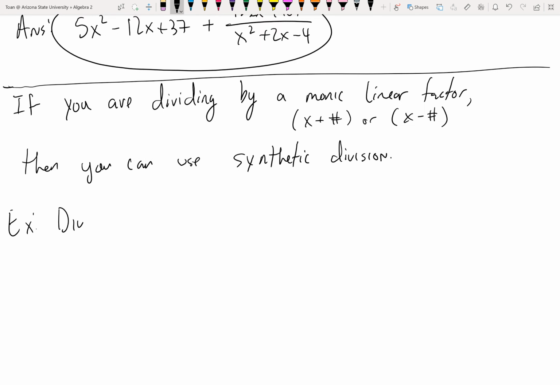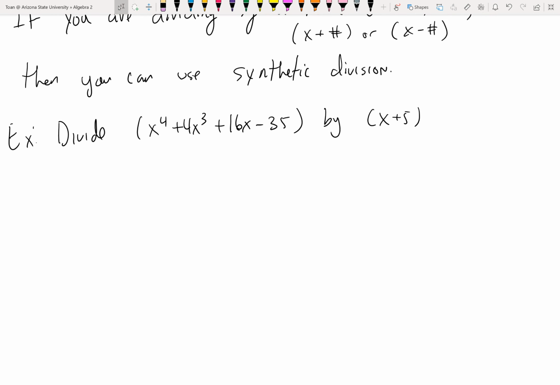Let's do an example here. Suppose I ask you to divide x to the 4 plus 4x cubed plus 16x minus 35 by x plus 5. So let's set up the L bracket instead. And the reason why I can do the L bracket is because I'm asking to divide by a simple x plus or minus a simple number. If this wasn't a simple x, if this was an x squared or a 2x, we would not be able to do this. But since it's a simple x, we can go ahead and do synthetic division.